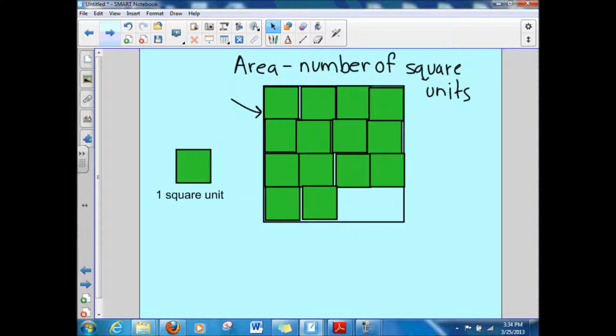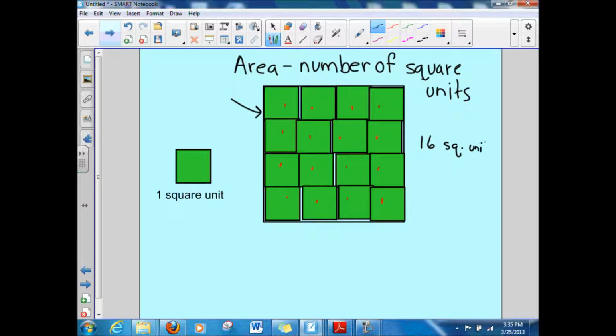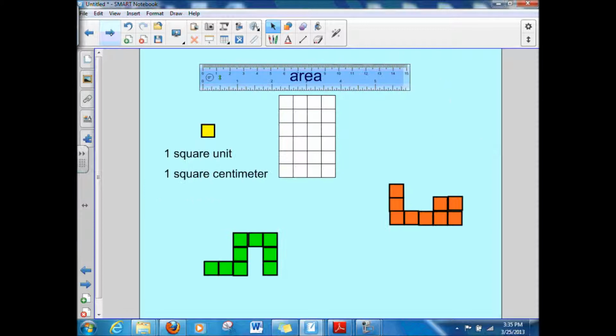Well, some of you probably got your answer already. Maybe it only took you the first couple of minutes, but now let me count here. 1, 2, 3, 4, 5, 6, 7, 8, 9, 10, 11, 12, 13, 14, 15, 16. This figure took 16 square, I'm going to abbreviate square, SQ, units. 16 square units. Well, let's go on to the next slide.